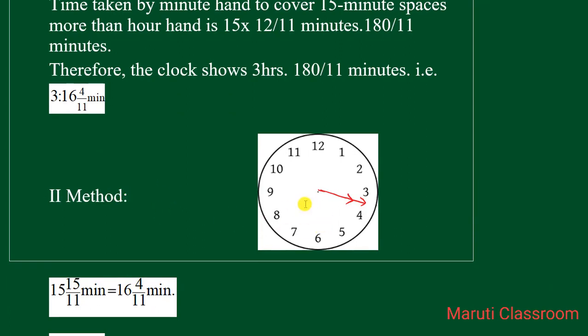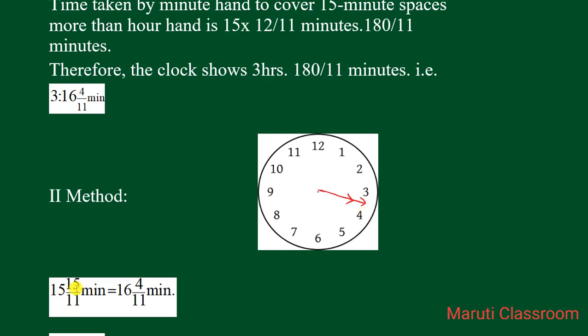Now assume the hour hand and minute hand coincide between 3 and 4 at this position. So the time is between 3 and 4, so the hour hand is between 3 and 4. To coincide with the hour hand, the minute hand also should be between 3 and 4 only. So these two numbers you have to consider. In 3 and 4, which is small? 3 is small. 3 represents how many minutes? 15 minutes. So the answer will be 15 by 11.